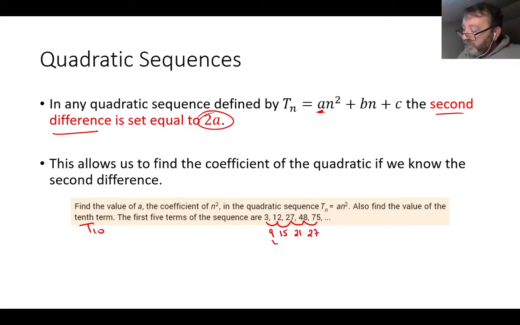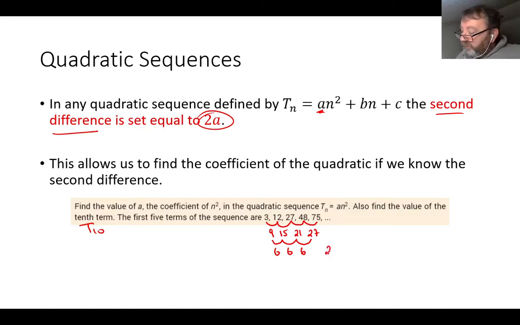Second level: 9 to 15, that's 6. 15 to 21, that's 6. And then 21 to 27, 6. Three 6s as a common second difference. We're proving something is quadratic, so stay away from the mysticism there. So 666, what does that mean?